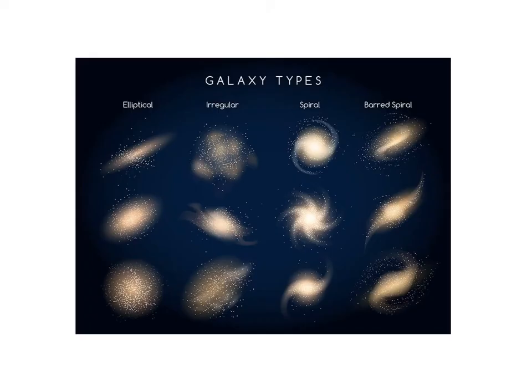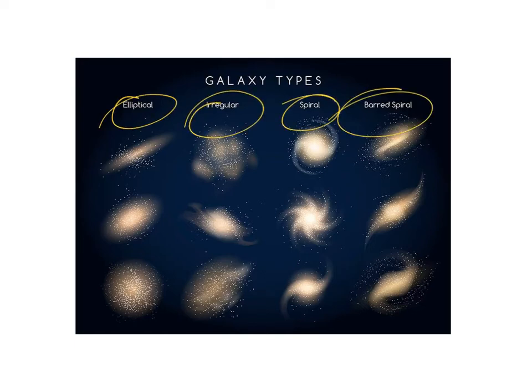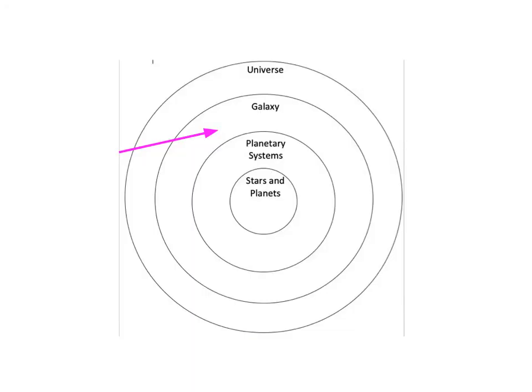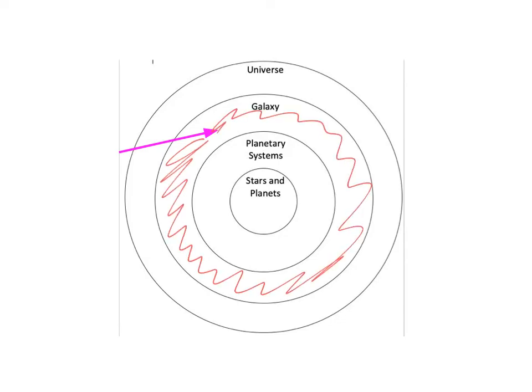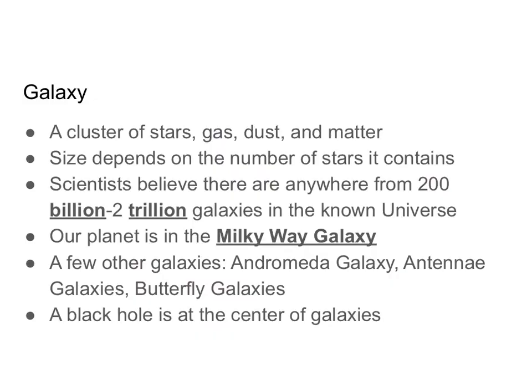Now, galaxies have lots of different types. There's elliptical galaxies, irregular galaxies, spiral galaxies, barred spiral galaxies. They're really pretty numerous. The notes that we are going to take on this are going to go in this second section. So you are going to be writing in this spot this time, just like you did for the first. Now, what's some information on galaxies? Well, what is a galaxy in the first place? A galaxy is a cluster of stars, gas, dust, and matter. The size of the galaxy depends on the number of stars that it contains.